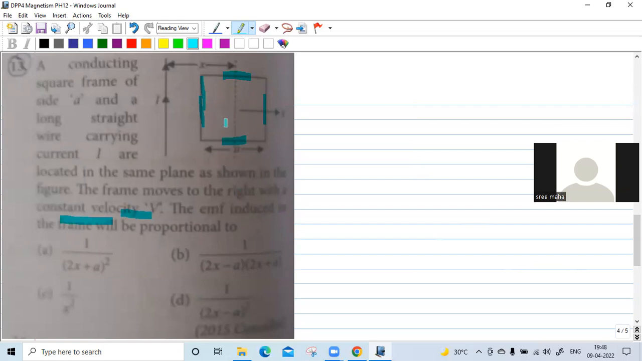That is the electromagnetic induction chapter only, sir. Why are they given? So flux should be, okay, this thing.